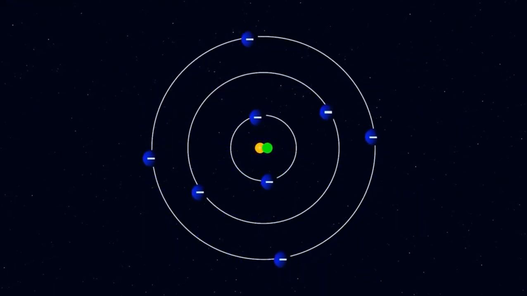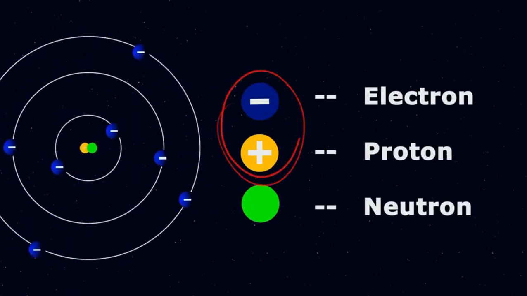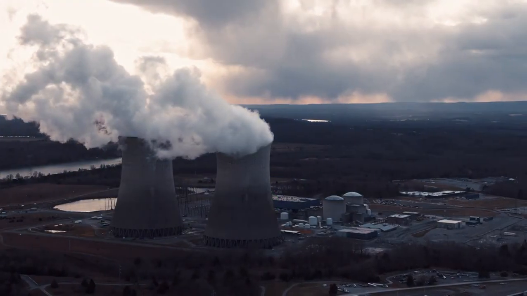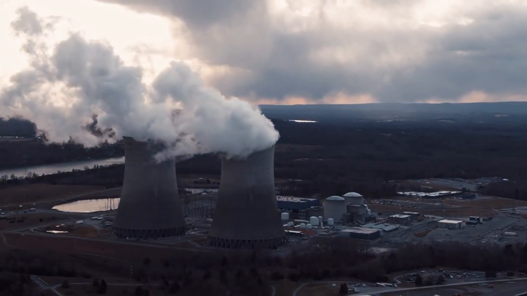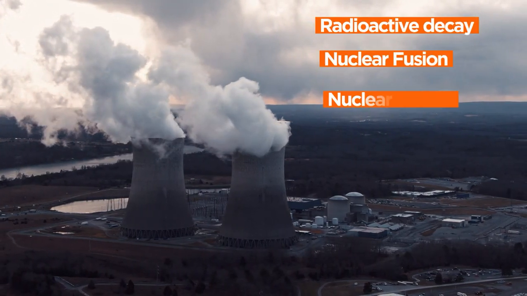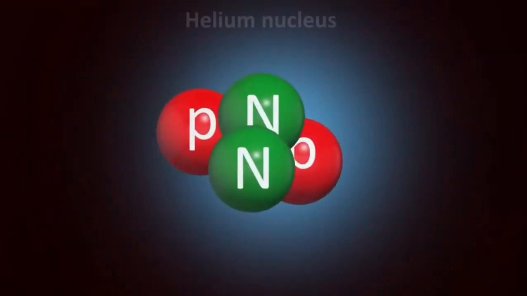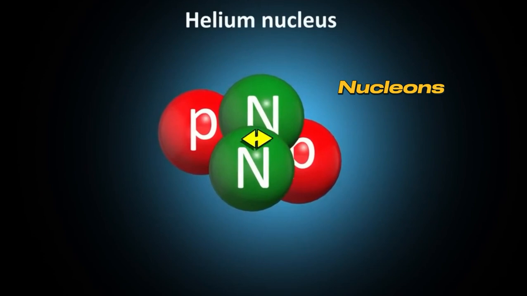Nuclear physics is the branch of physics that studies atomic nuclei and their constituents and interactions. Examples of nuclear interactions or nuclear reactions include radioactive decay, nuclear fusion and fission. Atoms are made up of a positively charged nucleus, surrounded by negatively charged electrons. The nucleus of the atom is made up of neutrons and protons, which are called nucleons.